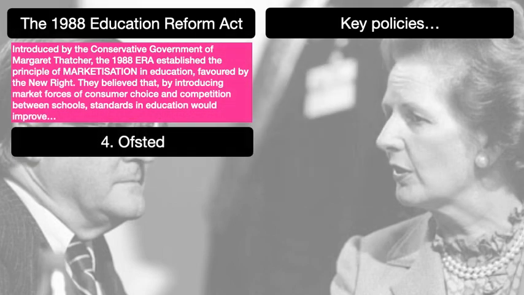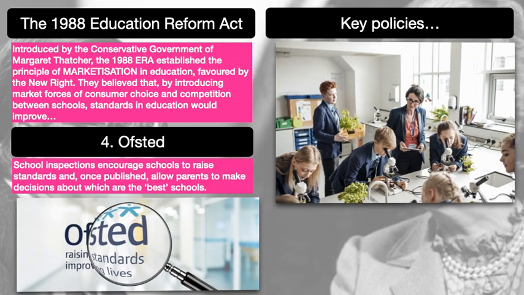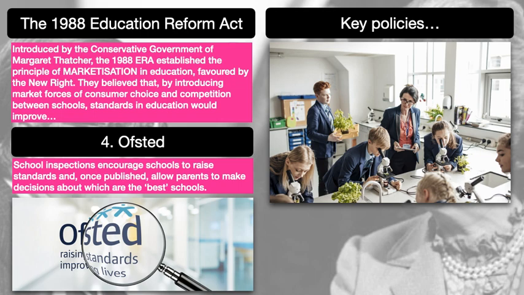As mentioned before, the New Right believe that the state does have a role in education through regulation, and that's where we get Ofsted. School inspections will encourage schools to raise standards and, once published, allow parents to make decisions about which are the best schools in the area, again increasing competition.